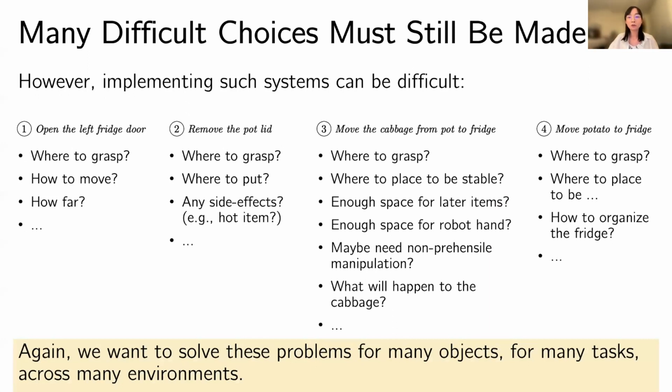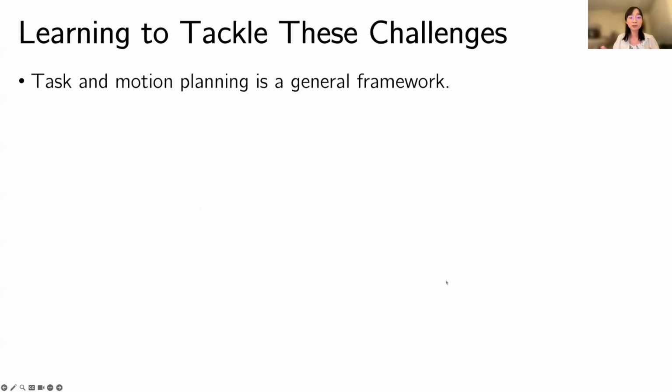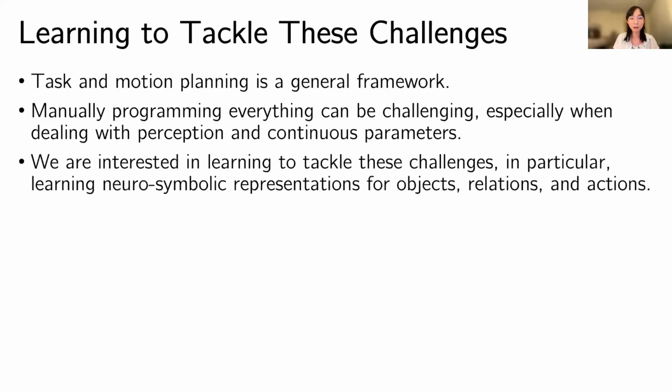So my proposal today will be about using learning to tackle all these challenges. We start from the observation that task and motion planning is a pretty general framework. However, manually programming everything can be very challenging, especially when we are dealing with perception and continuous parameters. So we are interested in using learning to tackle these challenges, in particular learning neuro-symbolic representations for objects, relationships, and actions.